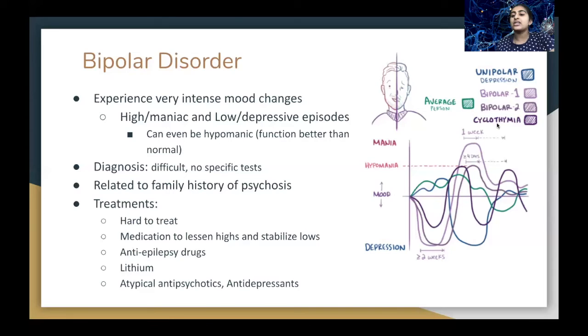Then cyclothymia, it's just medium depressed, then going to hypomania, which is between mania and like normal, and then going down and up and down and up into little waves. And so this is a really cool image to think about when we want to compare different types of mood disorders.